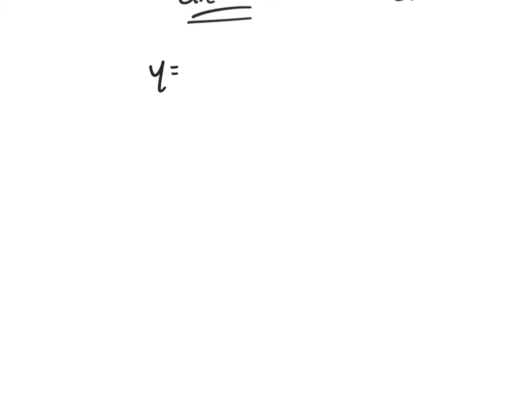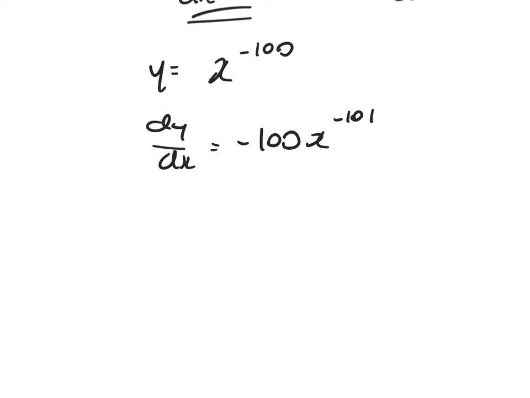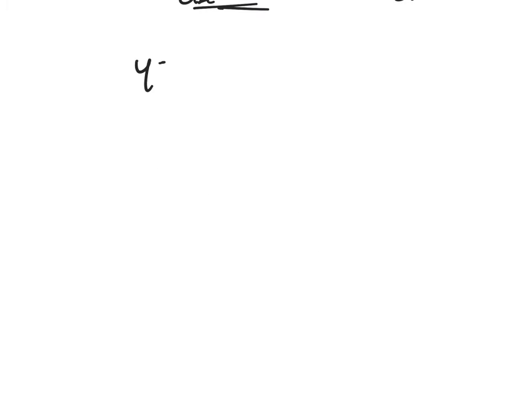Okay, next one, x to the minus 100, differentiate. That will give me minus 100 x to the minus 101, which you can tidy up, minus 100 over x to the positive 101.